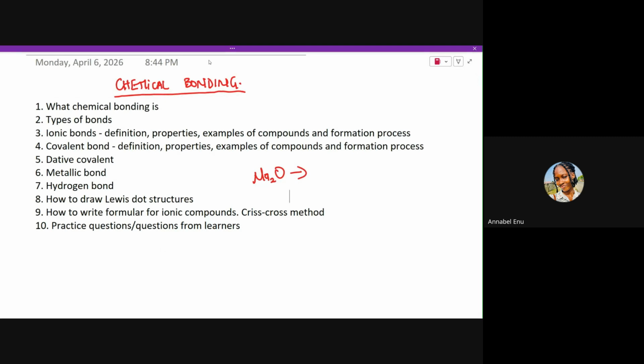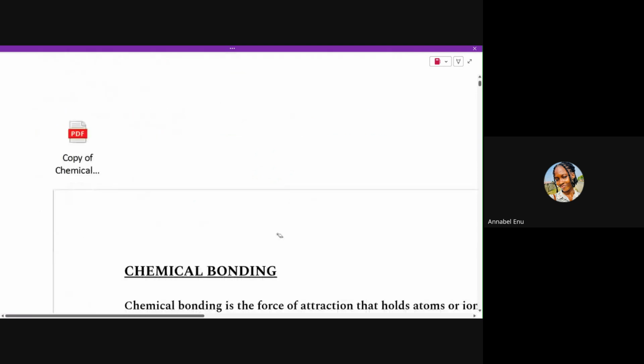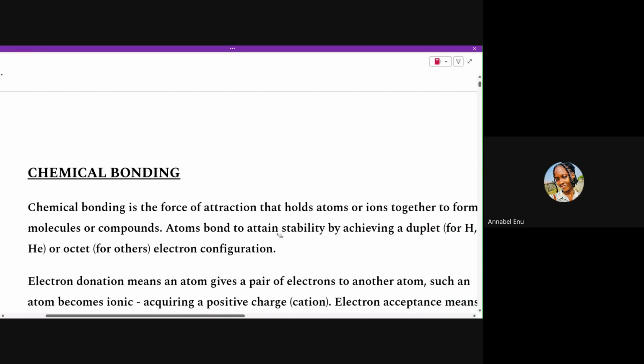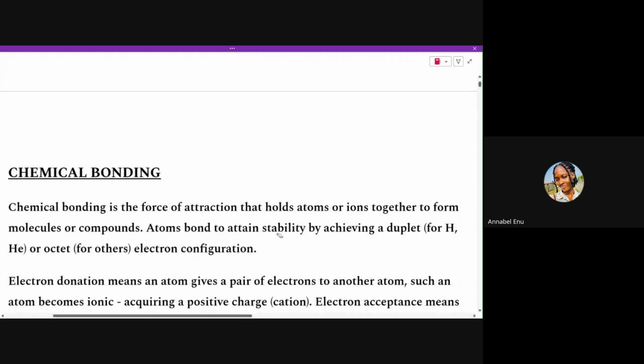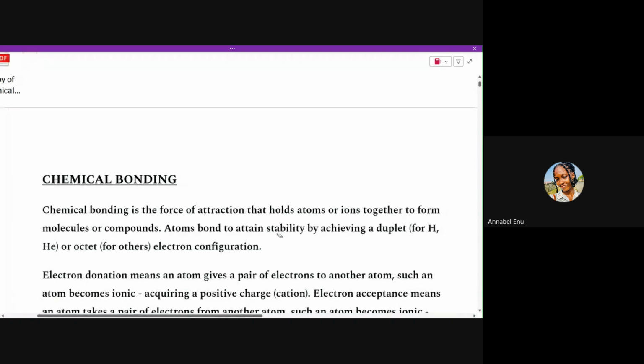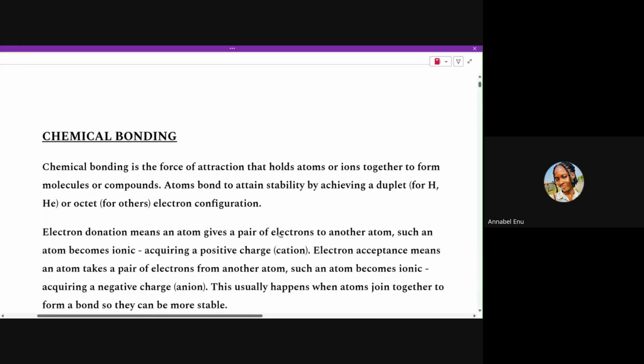So firstly, what is chemical bonding? We are not going to say there's so many grammar or complex things, but this is a definition we can put in place. It is the force of attraction that holds atoms or ions together, okay, to form molecules or compounds. So that force that makes one element and another element come together is what chemical bonding has to do with.